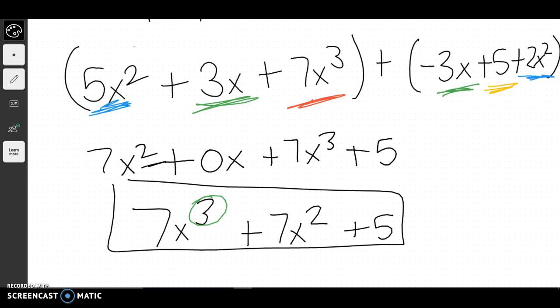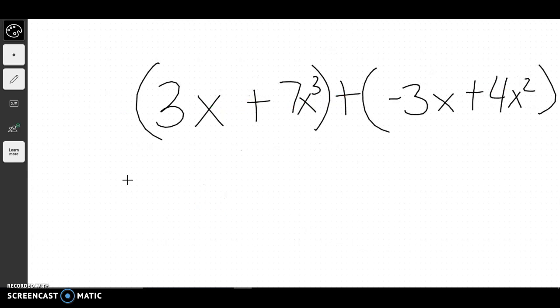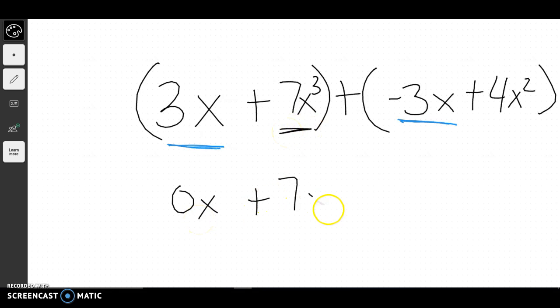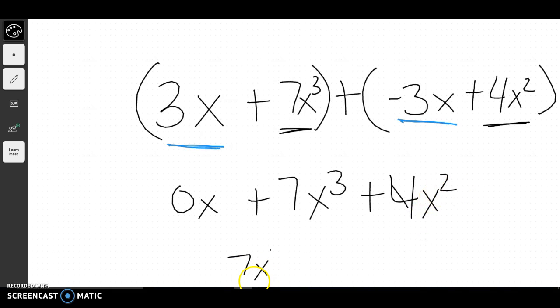Let's see another adding one. Okay, so I'm going to try to add these two things together. First thing I look and I say, oh, I have 3x here. I have a negative 3x there. 3x plus negative 3x will give me 0x. I have a second x cubed here. That doesn't match up with anything. And I have a 4x squared here. That doesn't match up with anything. So my final answer would be 7x cubed plus 4x squared.